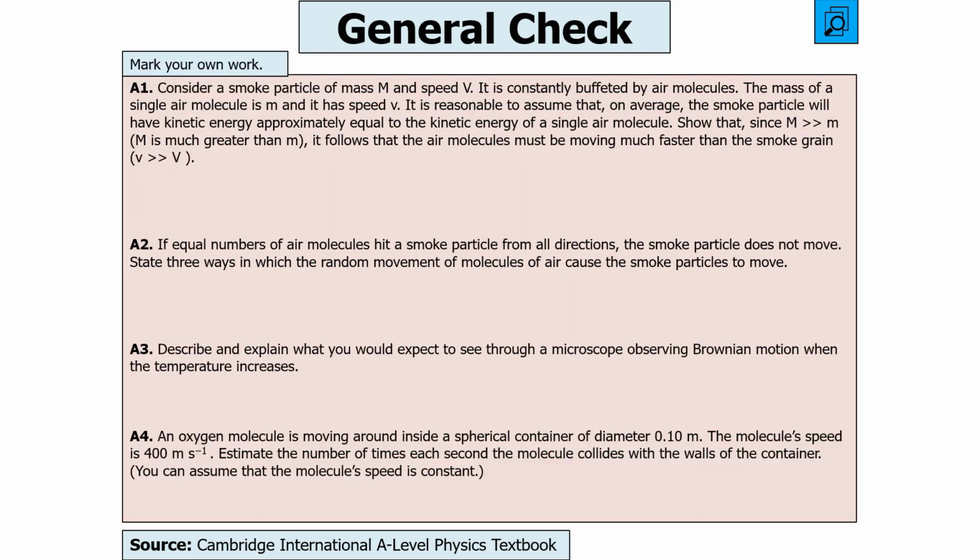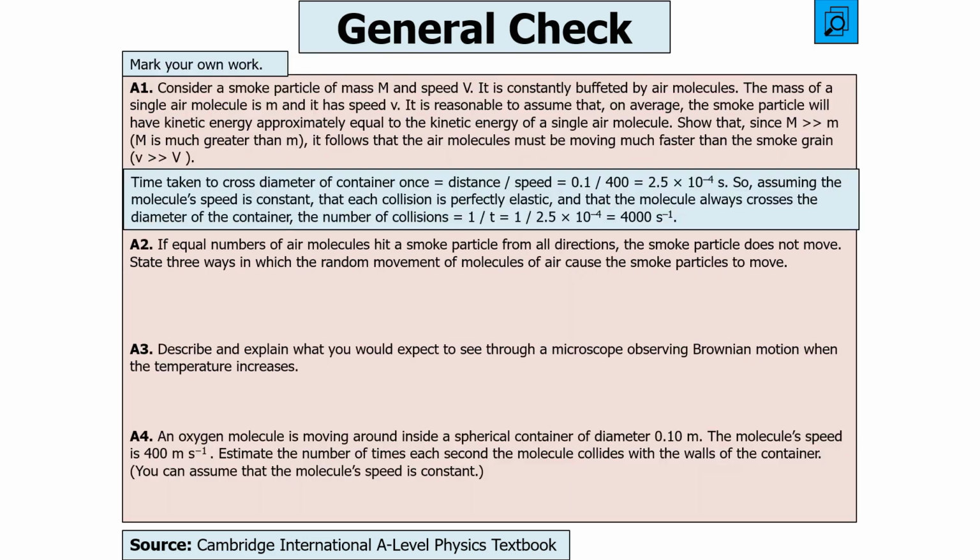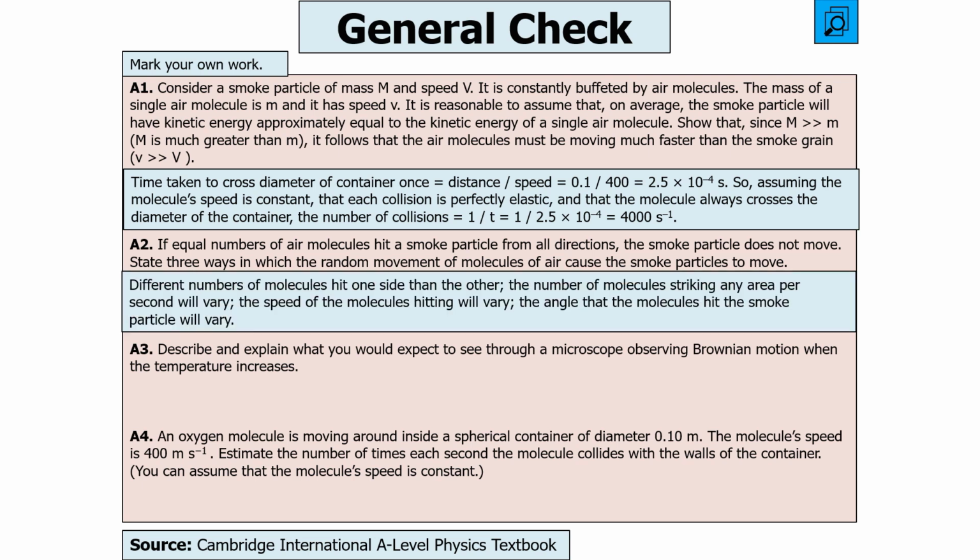Right, in this first one, the time taken to cross the diameter of the container once is distance over speed, which you can work through with the values to be roughly 2.5 times 10 to the minus 4 seconds. So if you assume the molecule speed is constant and each collision is like that, well then you can say the number of collisions per second is 1 over the time, so it's 1 over 2.5 times 10 to the minus 4, so it's about 4000 collisions every second. Now, it's different because a different number of molecules hit one side than the other.